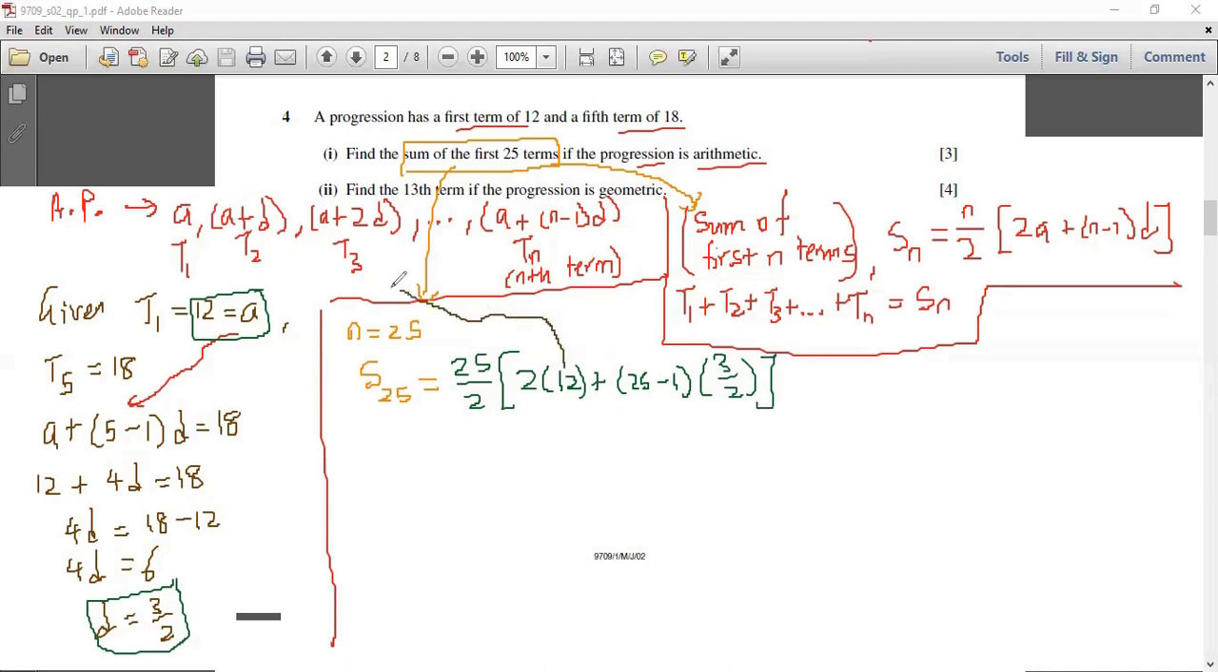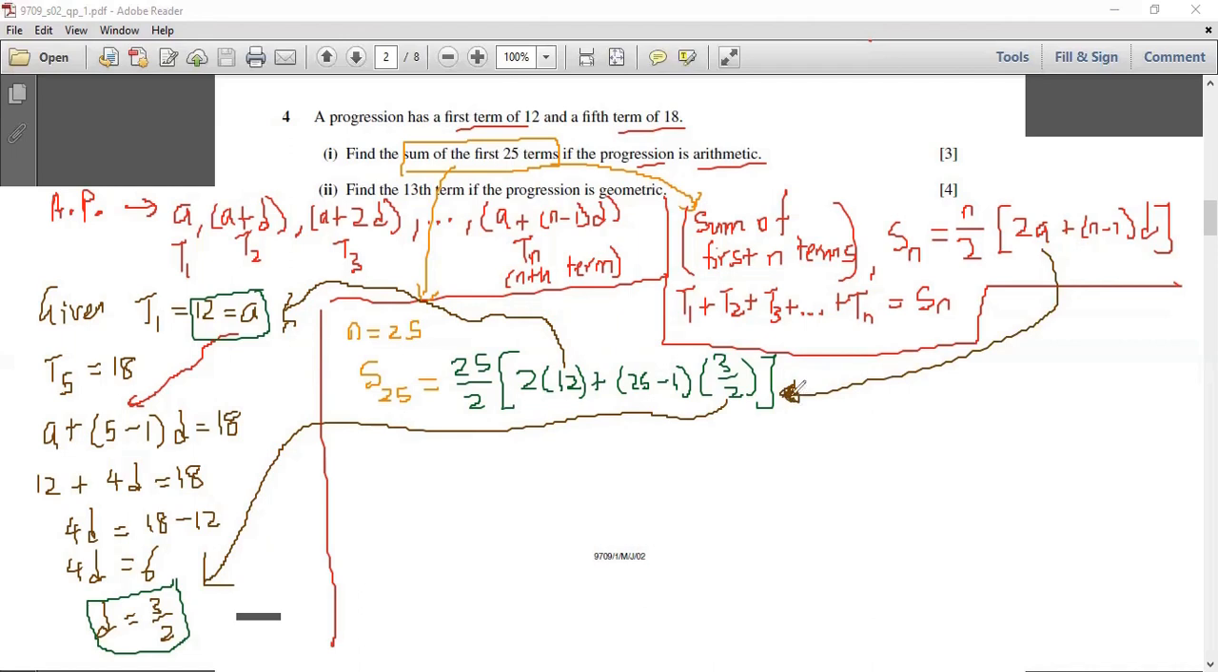This 12 comes from here. Where does the D come from? Down here. Oh, so basically I'm just using this formula at this step by substituting those values of A and D respectively. And we can now compute a bit more easily the next line.